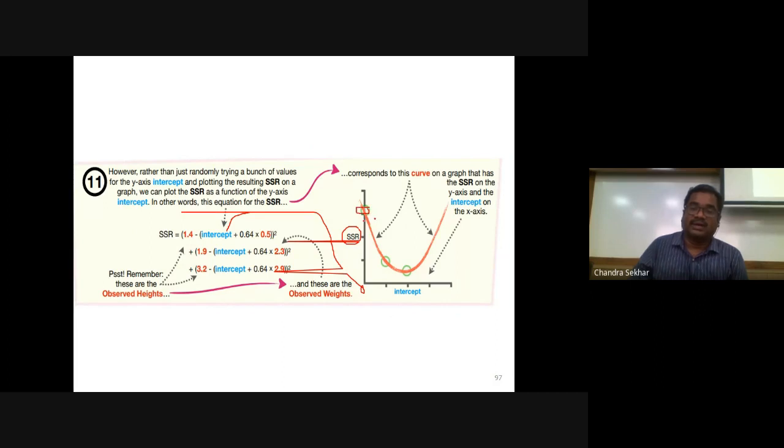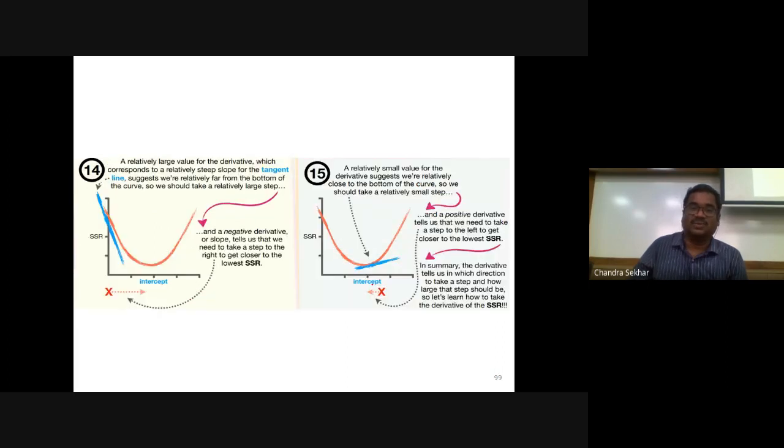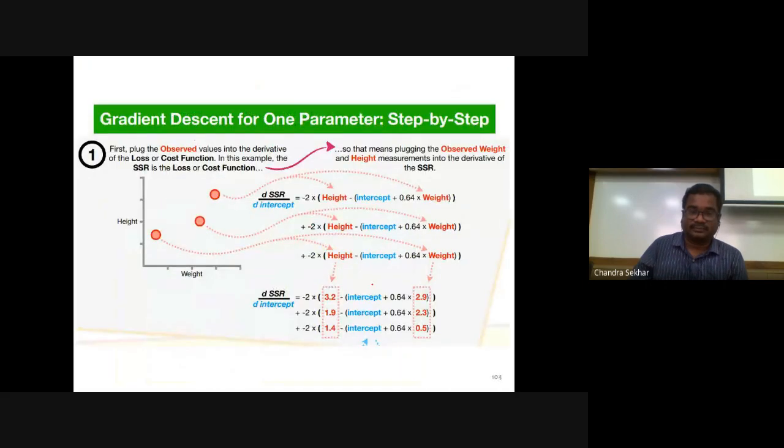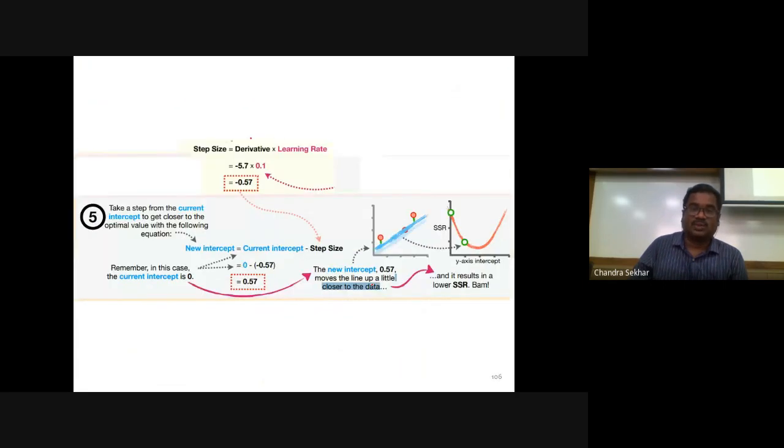Now what is the direction? I need to draw a curve like this. This says that from 0 to reach this line, I need to move towards this direction. So the next value, but again there are infinite sets of values. What will be my next value? How can I find that next value? With the help of two things: one is my derivative and one is the learning rate.